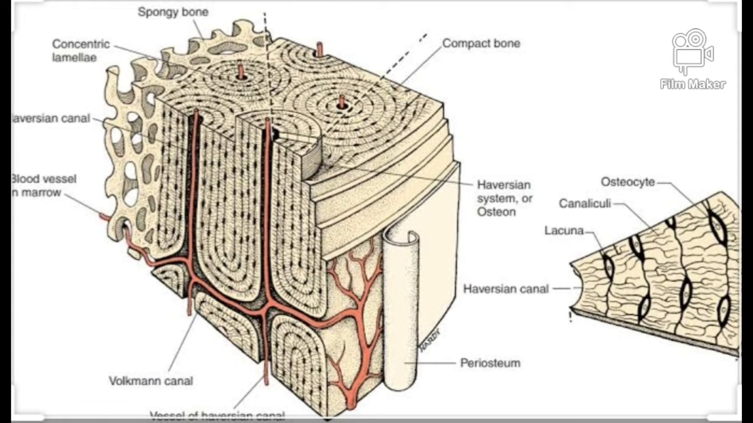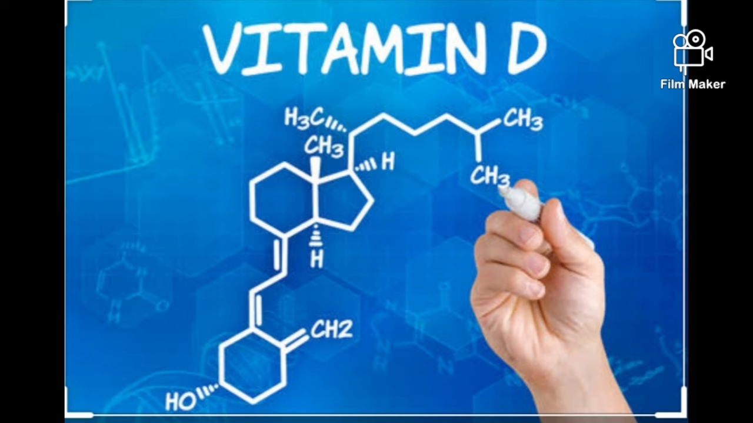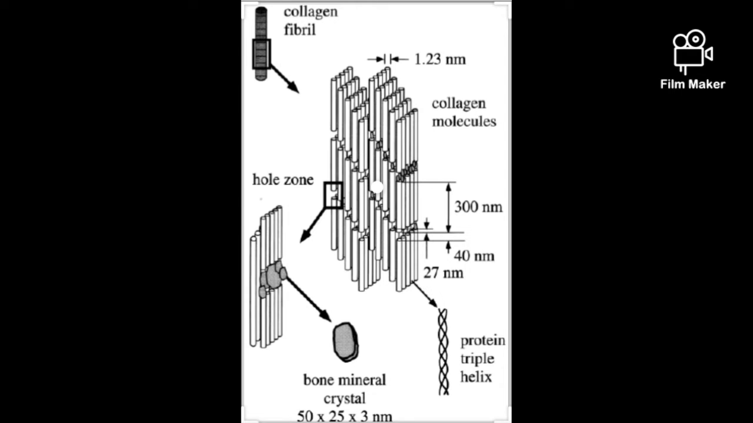Calcium salts like calcium phosphate, calcium carbonate, and other salts. These calcium parts make it hard and rigid, due to which it can afford resistance to compressive forces. While the organic connective tissue, that is the collagen fibers, makes it tough and resilient, which can afford resistance to tensile forces.